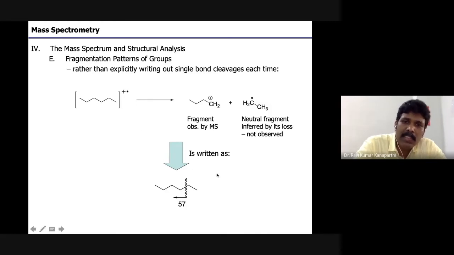Regarding this molecular ion, the cleavage can happen either here or here, anywhere it is possible. Accordingly, one part will leave as a radical, and the other will take the positive charge. The positively charged one will be seen in the spectrometer, and the radicals and neutral species are inferred based on the detected positively charged fragments.